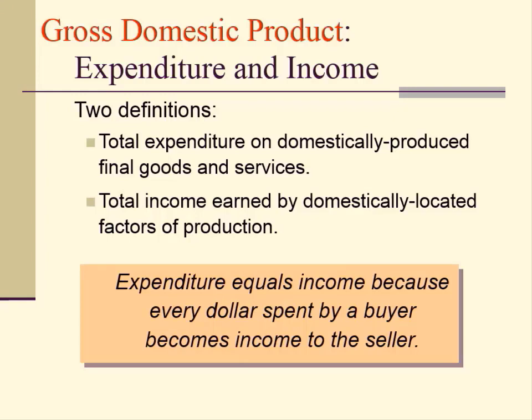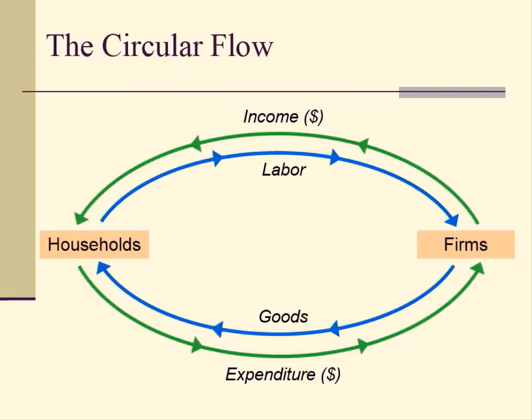Here, expenditure equals income because every dollar spent by a buyer becomes income to the seller. This is well depicted by the circular flow diagram. As you can see in this simple circular flow diagram, households provide factors of production such as labor, and firms utilize the factors of production to produce goods, that is, sales to households. So the real thing goes one direction in blue.